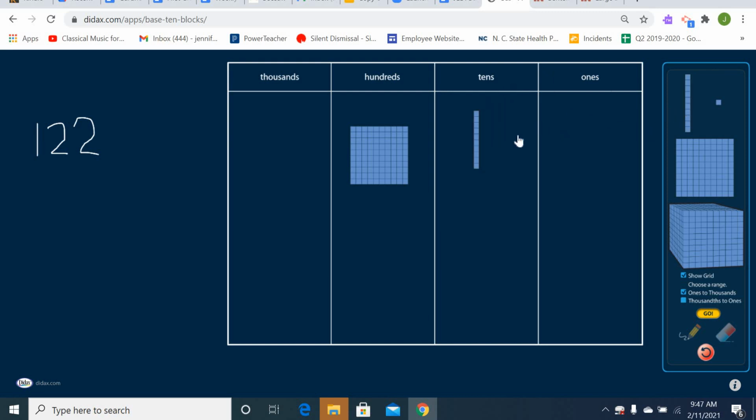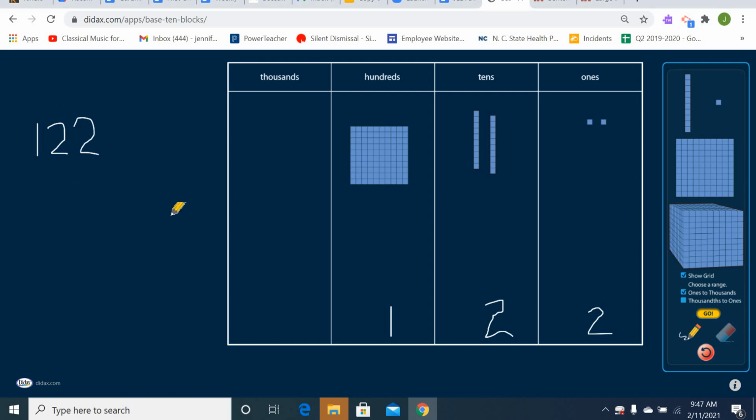1, 2. And in my ones place, I have a 2 as well, which means I have 2 ones. 2 groups of ones, or 2 dots. So I'm going to bring over 2 dots. Okay. So now I have one group of 100, 2 groups of 10. Oh, that's a crazy looking 2. Sorry, guys. And 2 ones. Okay, so my number is 122.